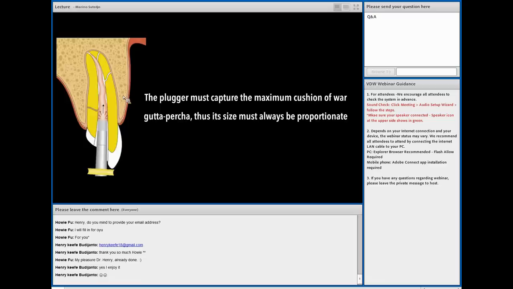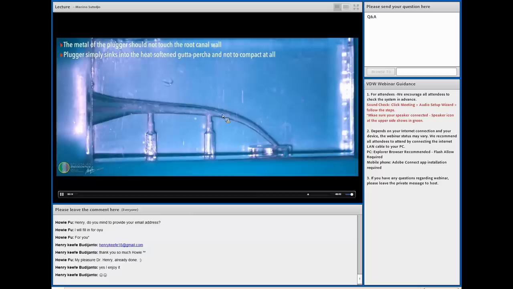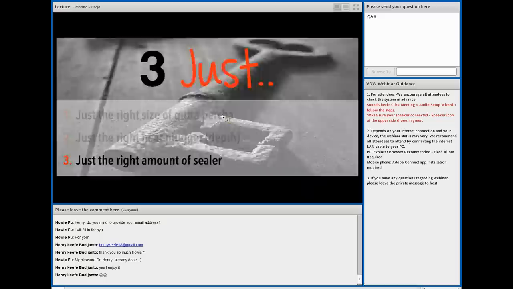So pre-fitting is important before we do the obturation. Find the plugger that is not touching the wall and is completely in contact with the gutta percha. So it means that it's the first plugger that I'm going to put inside my root canal.